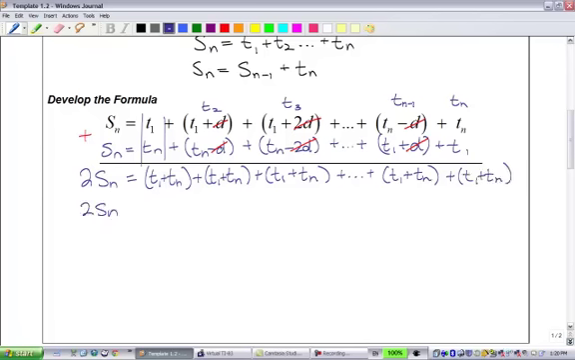Simplifying this is fairly straightforward. If we factor out t_1 plus t_n, we assume that the number of brackets is n, that's how many different terms there are. Finally, we're almost done here. Dividing by 2, we get a nice little formula of S_n equals n over 2 times t_1 plus t_n.